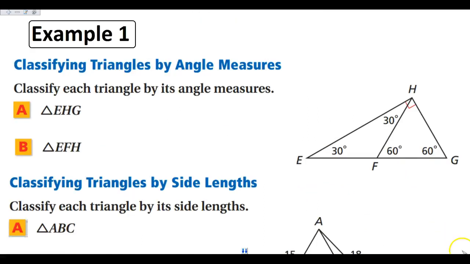So let's take a look here at our first example. I want to look at my triangles over here and classify them by their angle measures. I am going to start by looking at triangle EHG. So I am looking at the entire triangle right here. I notice that I have a 30-degree angle, a 60-degree angle, and a 90-degree angle in this triangle. Since I have a 90-degree angle, that means that I have a right triangle.